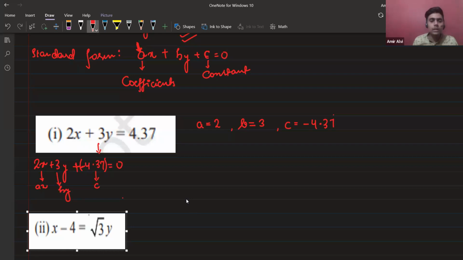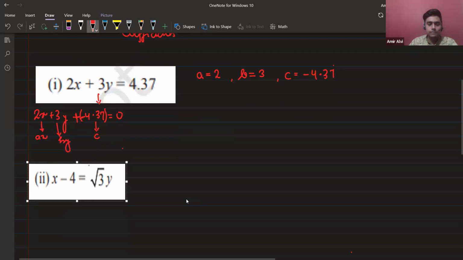Okay, so Simrat, solve the second one and let me know what the answer will be. Wait, should I take x and -4 on the right hand side? You can take any of them. You can take √3y on the left hand side as well.